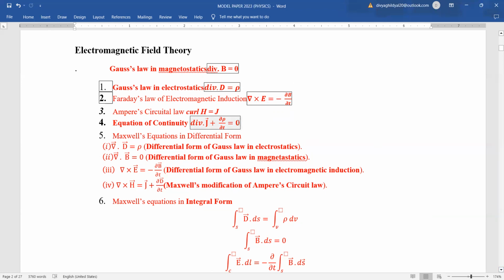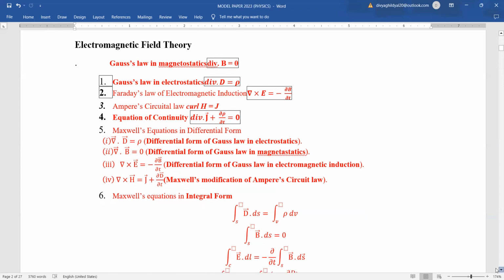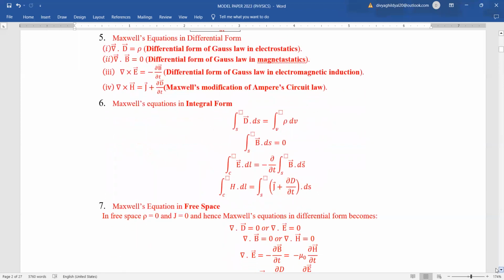Now, Maxwell's equations, the first equation gives differential form of Gauss law in electrostatics, that is divergence D equal to rho. Second equation gives Gauss law in magnetostatics, divergence B equal to 0. Third equation gives Faraday's law of electromagnetic induction, that is del cross E equal to minus del B by del T. The fourth equation gives modified form of Ampere's circuital law, that is del cross H equal to J plus del D by del T.